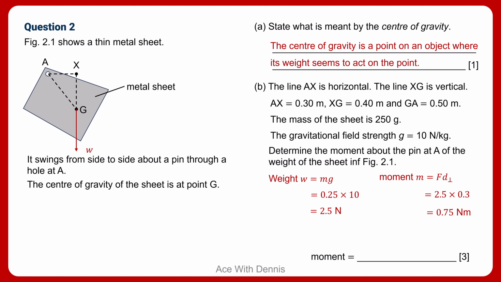Since moment is a vector quantity, we also need to mention the direction of this vector. So for this case, it is the clockwise direction. Hence, the answer is 0.75 newton meters clockwise.